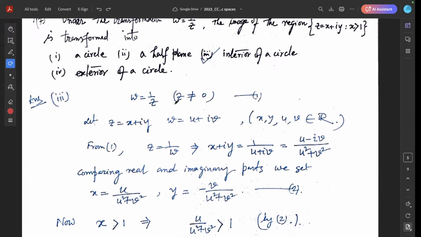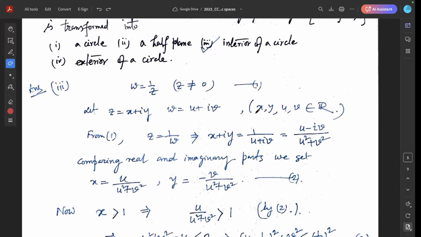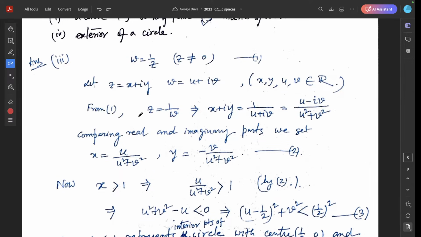W equal to 1 by Z, Z not equal to 0. Let Z equal to X plus iY and W equal to U plus iV. And from 1, Z equal to 1 by W. And so X plus iY equal to 1 by U plus iV, and this equal to U minus iV by U square plus V square.